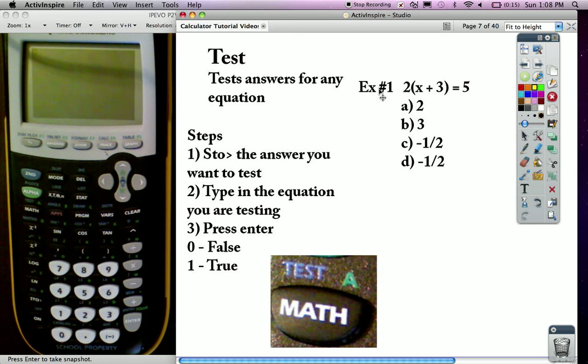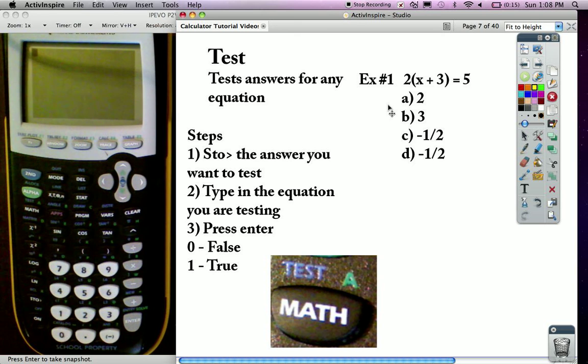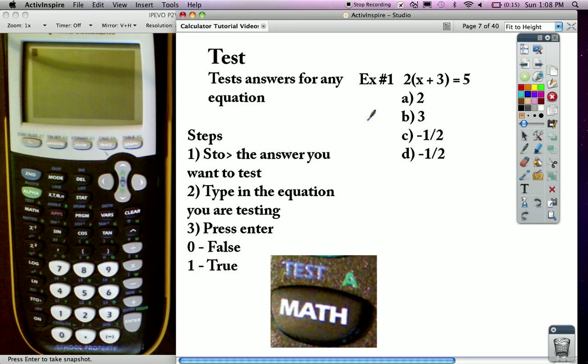Now we're going to look at a very easy one, and I would probably say that this is better for testing your answers as opposed to finding answers. I'm going to show you both ways though. Let's say I have this problem on a final exam. I multiply through, I get 2x plus 6 equals 5. I take 6 away from both sides, leaving me with -1, and I divide by 2, giving me x equals -1 divided by 2, or -1/2.